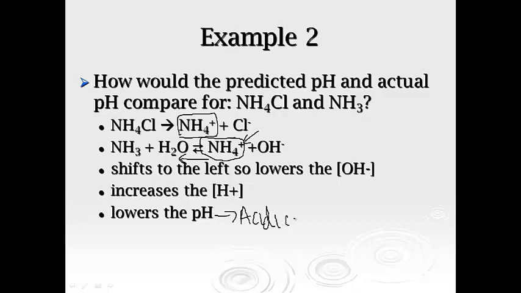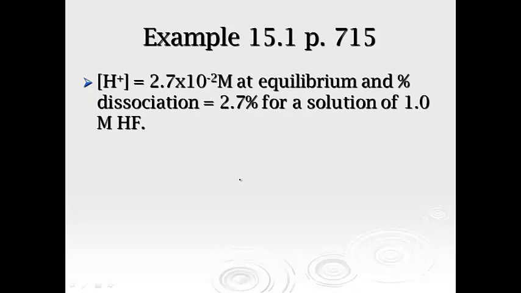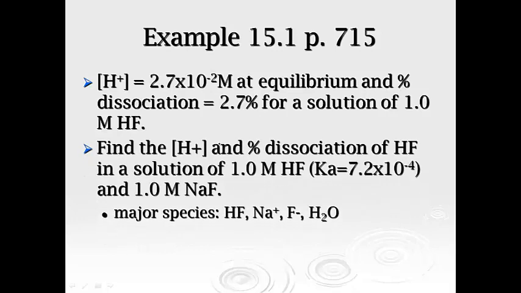Okay, so in this unit, we start to manipulate these variables to figure out where we can put solutions so that we want them. All right, let's look at example 15.1. The hydrogen ion concentration is 2.7 times 10 to the negative second at equilibrium, and percent dissociation is 2.7 for a solution of 1.0 molar hydrofluoric acid. We want to find the hydrogen ion concentration and percent dissociation in a solution of 1.0 molar hydrofluoric acid and 1.0 molar sodium fluoride.